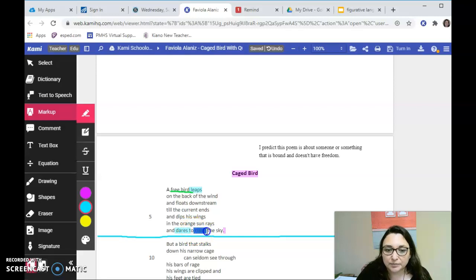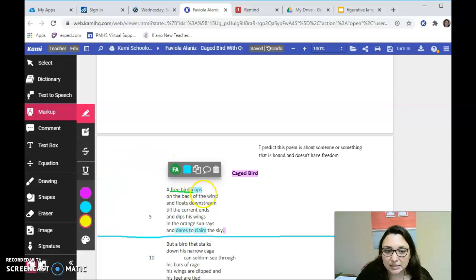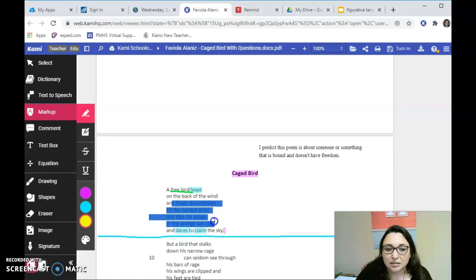And then claims the sky. When you claim something, you take ownership of it. So this bird is doing exactly that. It's leaping. It's acting upon something. It's free to roam around. And then I have a lot of imagery. It's painting that clear picture for me. I can see it flying in the wind, floating downstream till the current ends and dipping his wings in the orange sun rays, all this color, all this imagery going on.